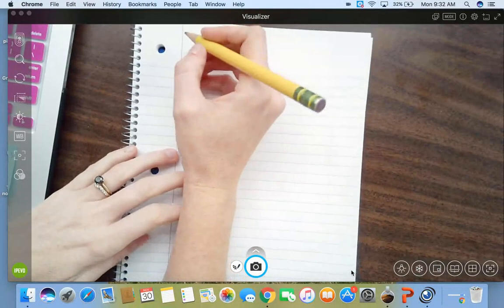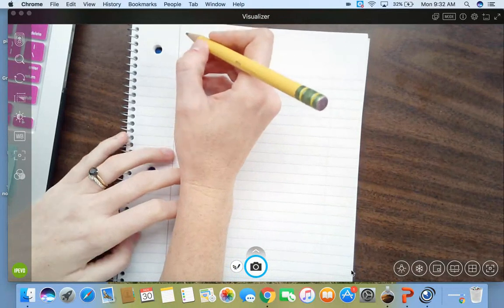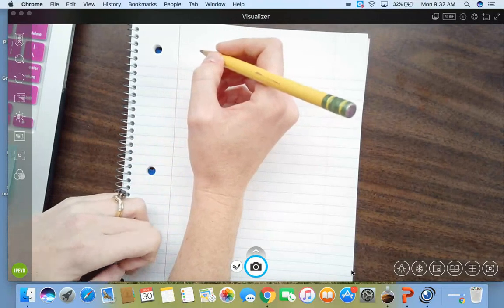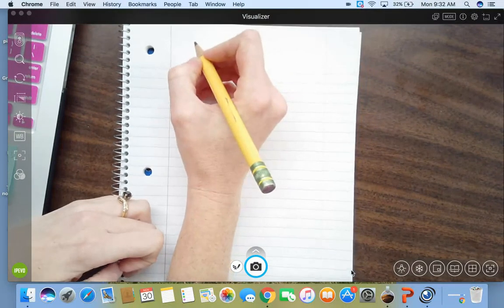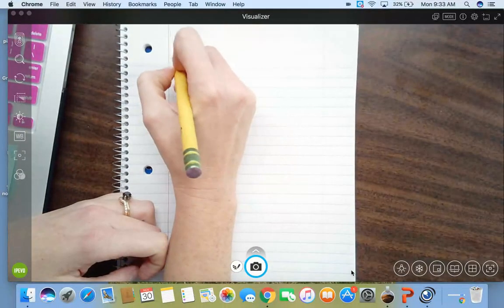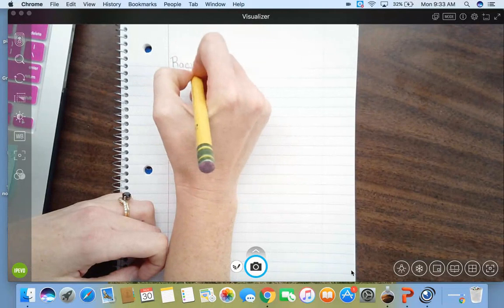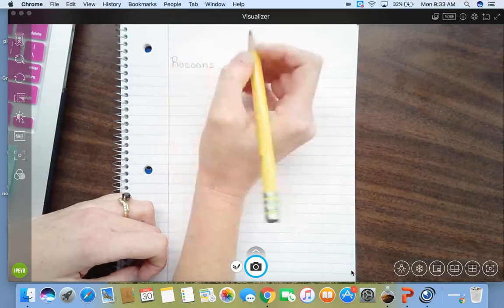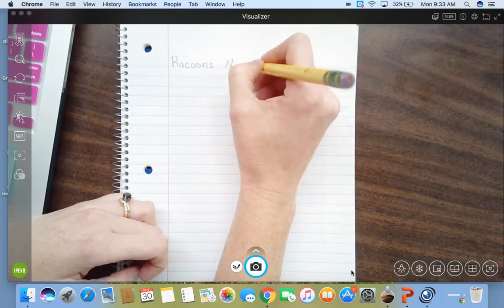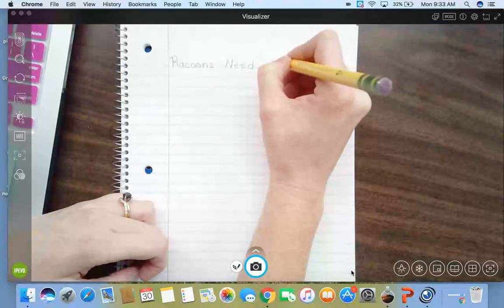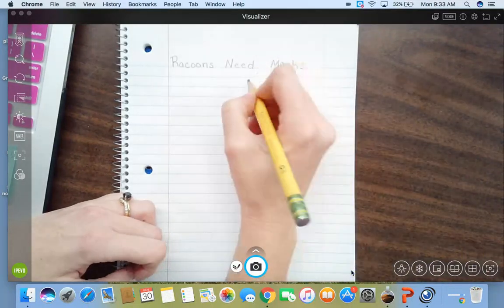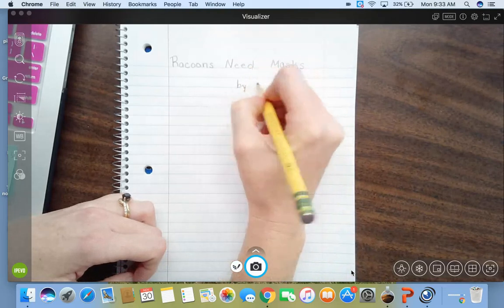So now let's name it. What's a good title for our story? How about raccoon? Raccoons need, and I'm using my best writing because I want people to be able to read it. Raccoons need masks is the name of my story, and it's by, so I'm going to write by Mrs.